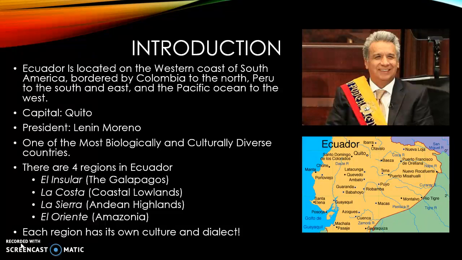Ecuador is one of the most biologically diverse countries in the world. There is a vast amount of diverse species in the country, ranging from hummingbirds and macaws to leopards to beautiful trees and orchids. Ecuador has 4 geographical regions that contribute to its biological and cultural diversity. These regions are the Galapagos Islands, El Insular, the Pacific Coastal Lowlands, La Costa, the Andes Highlands, La Sierra, and El Oriente, Amazonia. These regions all have a different culture despite being in the same country.